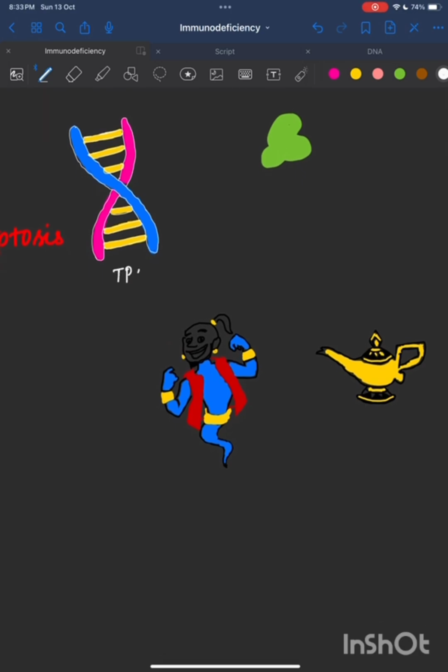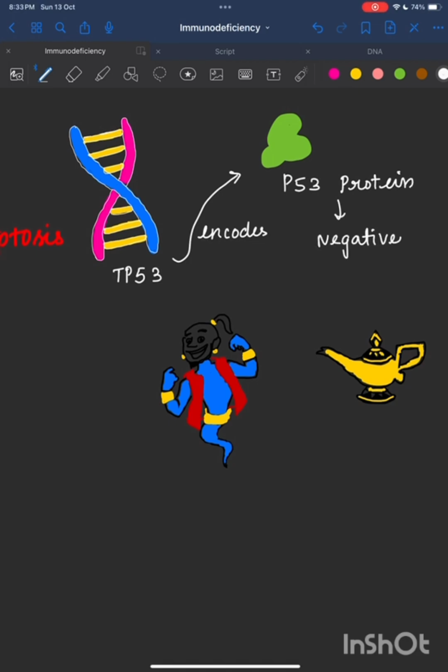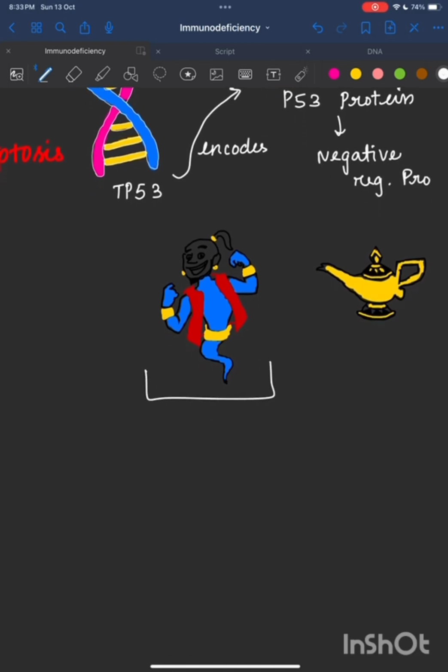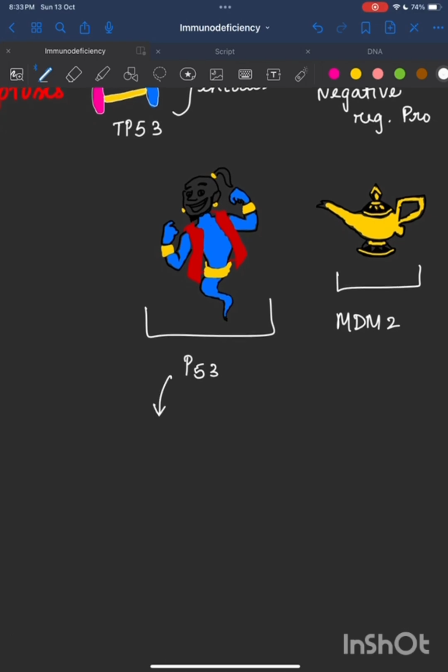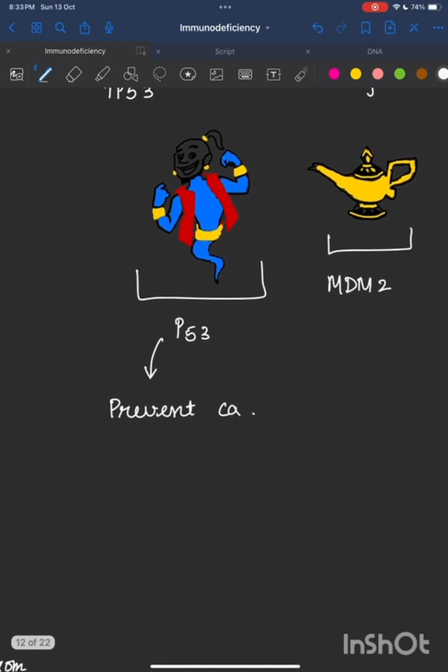Okay, next. The TP53 gene encodes a protein called P53 protein. It is a negative regulator protein. Now consider this gene as P53 protein and this magic lamp as MDM2 protein. So P53 will prevent carcinoma in humans. MDM2 always keeps a check on P53. I mean, it degrades P53.